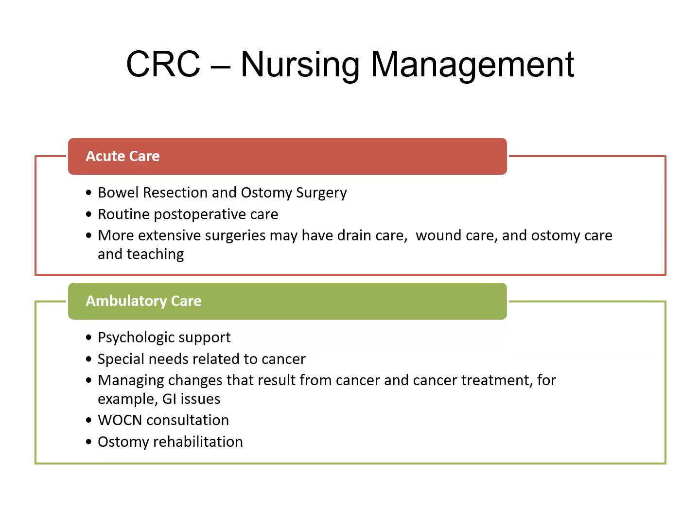So acute care, these patients are going to have a bowel resection and possible ostomy surgery. This is very similar to any abdominal surgery post-operatively. If they did remove a lot of structures and a lot of tissue, then they may have a drain, they may have a big incision, and they may have that ostomy. So that all requires teaching to both the patient and their family.